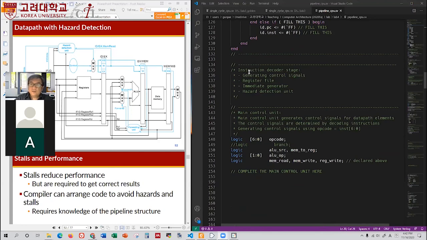And then you can find the instruction decoder staging as an ID stage here, and then you can find the hardware units in the ID stage here. So here's the ID stage. So you can find some hardware units in these stages. Okay.